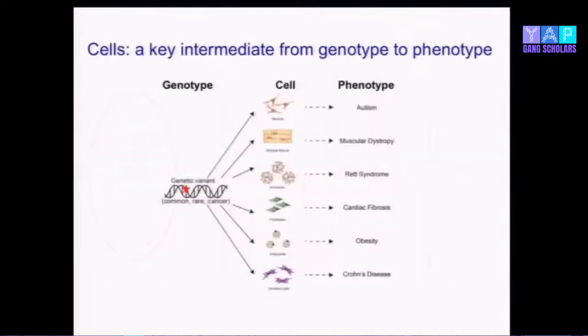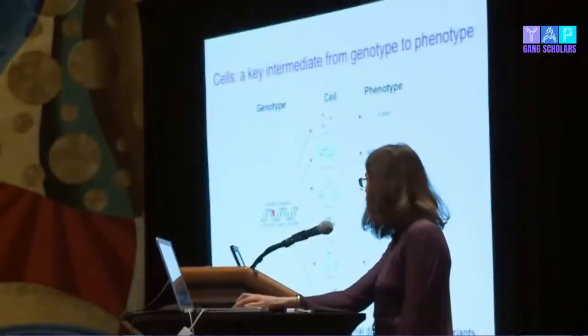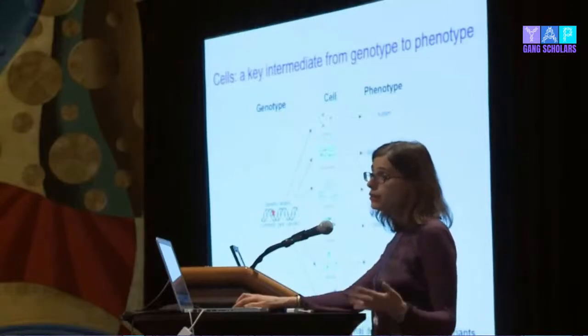Now, cells are also a key intermediate in between the genotype and the phenotypes that we care about so dearly. So, for example, a genetic variant manifesting in immune dendritic cells could increase the risk of Crohn's disease. Another genetic variant manifesting in skeletal muscle cells could end up in muscular dystrophy and so on. So it becomes completely obvious that if we actually want to functionally characterize variants and act upon them, we have to know which cells we're dealing with.